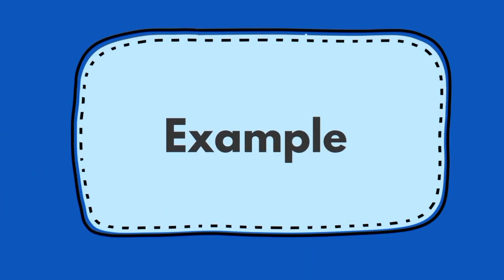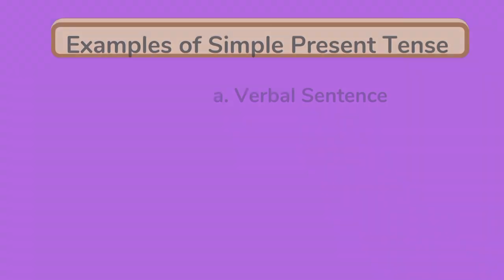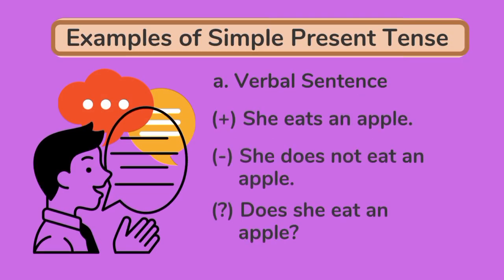The example of simple present tense. A. Verbal sentence. In the positive form, the example is: She eats an apple. She as a subject, eats as a verb, an apple as an object. Because the subject is she, the verb is added by s.